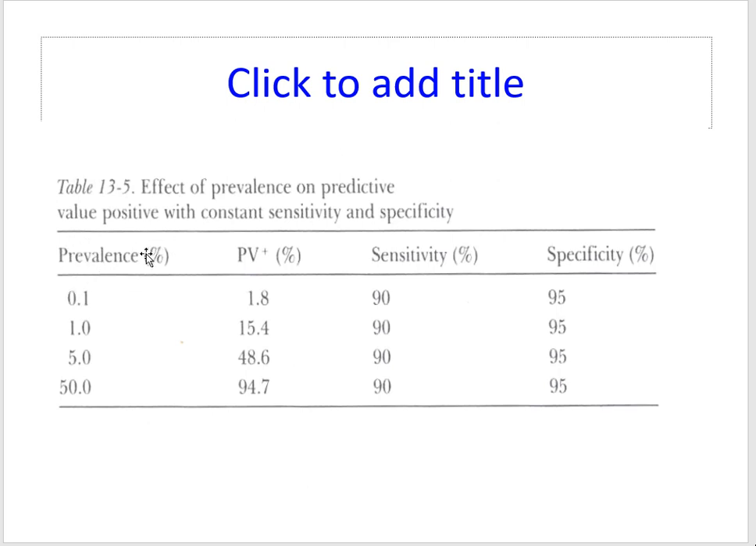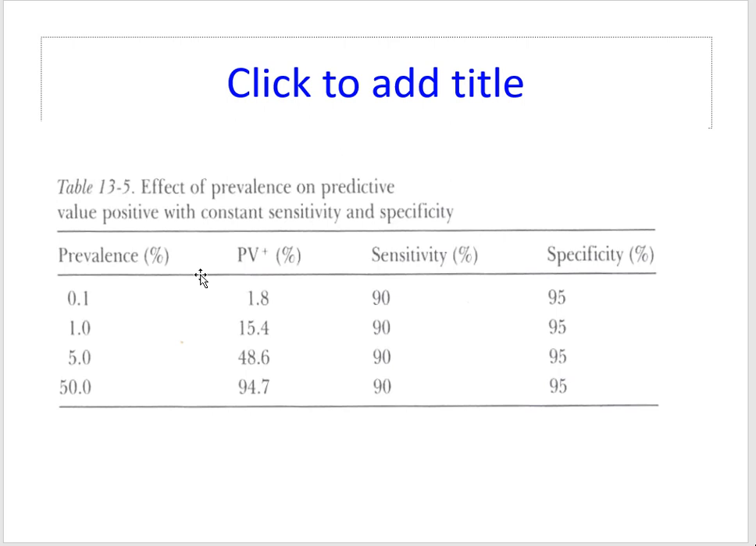The prevalence of the disease in population 1 is 0.1%, very low. In population number 2, the prevalence is 1%. In the third population, it's 5%, and in the fourth population, it's 50%. So the prevalence of disease is increasing. Now look at what happens to positive predicted value. In the first population using the same test, the positive predicted value is about 2%.